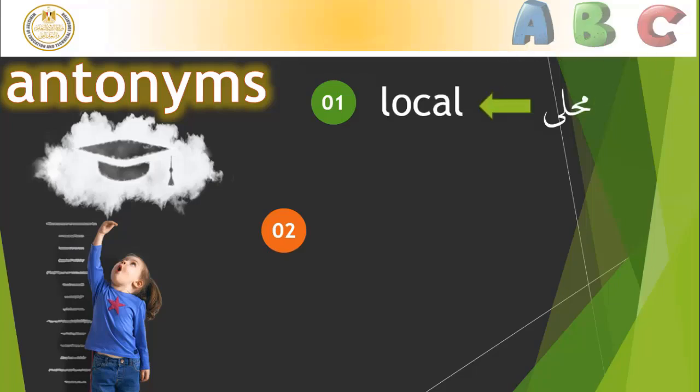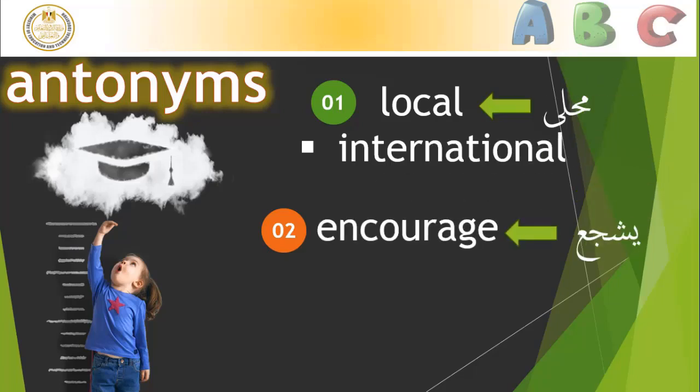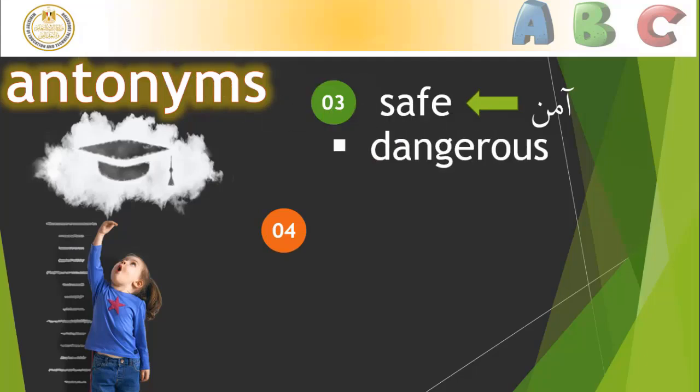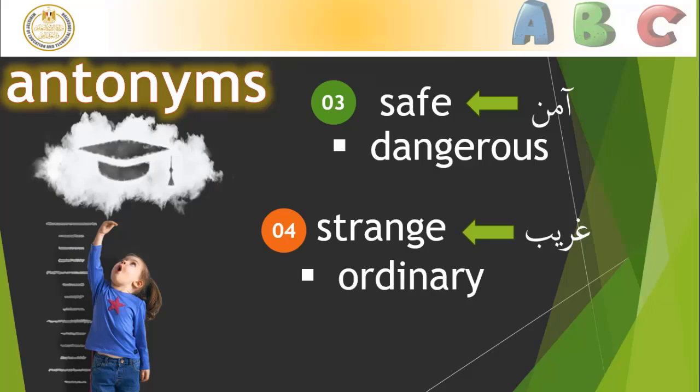Number one, local. And the opposite is international, دولي. Number two, encourage. The opposite is discourage. So encourage and discourage are antonyms, كلمات عكس بعض. Number three, safe. And the opposite is dangerous. Strange, and the antonym is ordinary.